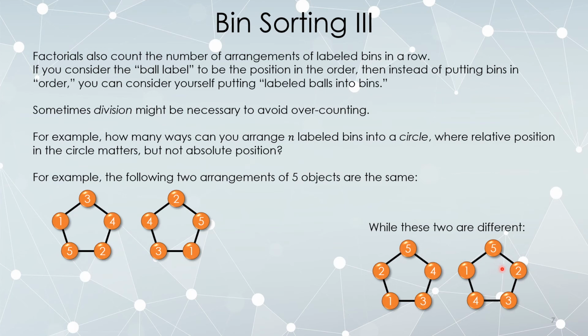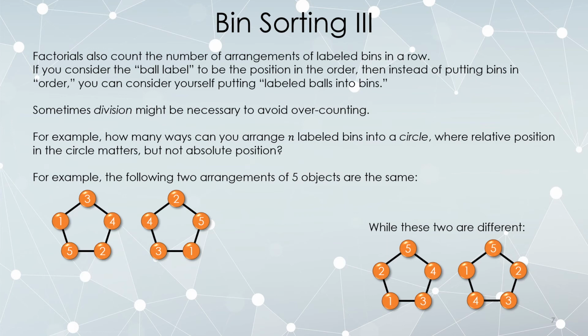In this arrangement, however, 2 would come directly after 5. No matter where I started, as long as I was going in this direction, 2 comes directly after 5. Here, 2 comes directly before 5. Their relative positions have changed, so these are considered different arrangements.